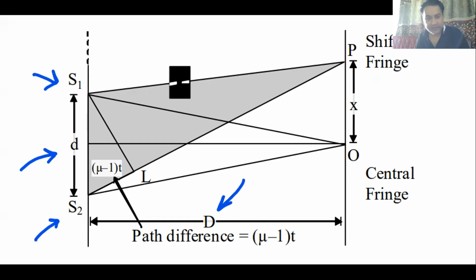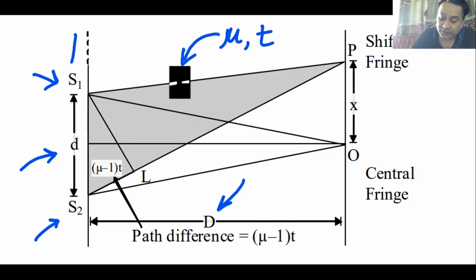Now, what I have done here is we have inserted a glass slab. This glass slab has a refractive index of mu and a thickness of T. Now this glass slab is inserted in front of slit S1, upper slit. This glass slab is inserted in front of the upper slit.